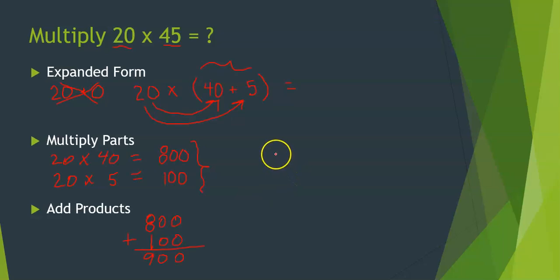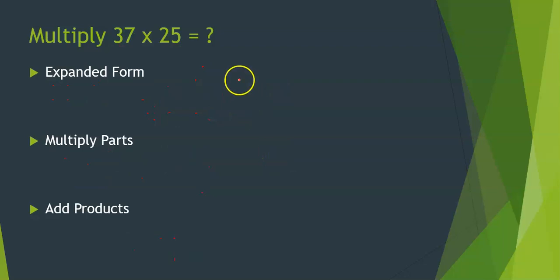Okay, lastly, the last problem we're going to do, if I can get to it, is 37 times 25. So I'm going to put it in expanded form because that's my first step. But notice how in this problem, my 37 and my 25 can both be put into expanded form. That's a little different. So I'm going to say 30 plus 7 times 20 plus 5. This problem's a little bigger, but we're going to work it in the exact same way.